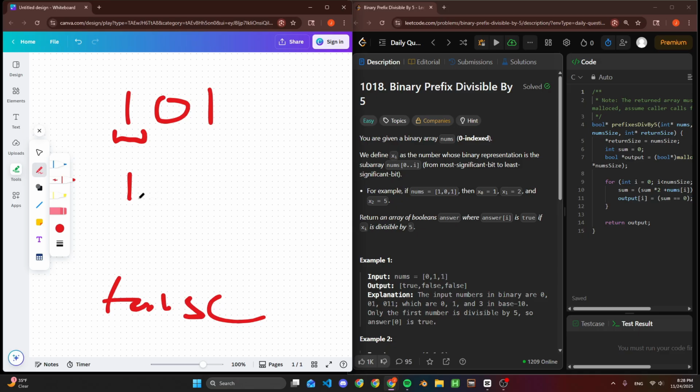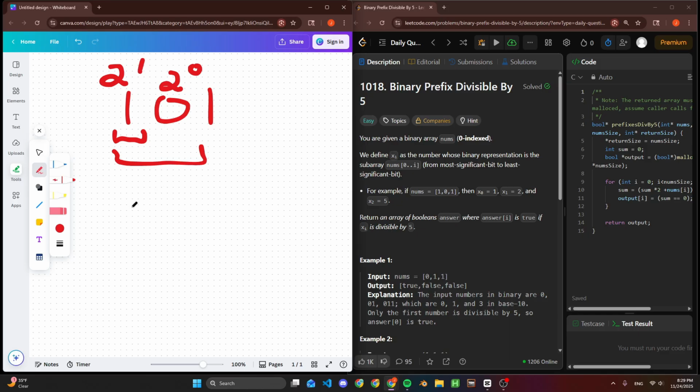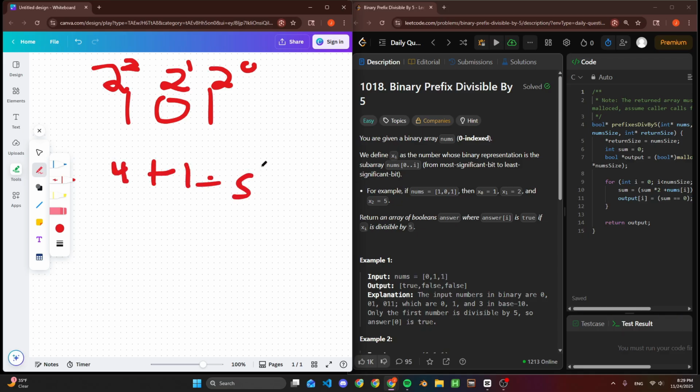Next, you check the next prefix, 10, and you read the binary left to right. So this is going to be 2 to the power of 0 and 2 to the power of 1, which is going to be 2. Since 2 isn't divisible by 5, it's going to return false again. Next, you move to this prefix, 101. This is 2 to the power of 0, 2 to the power of 1, and 2 to the power of 2, which is 4 plus 1 equals 5, and 5 is divisible by 5. So the answer would be false, false, true.